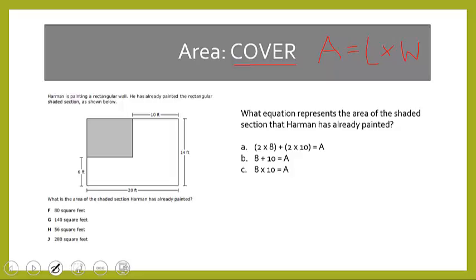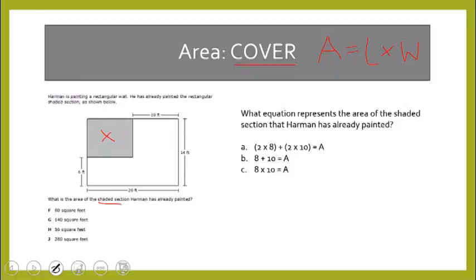Let's read about Harmon. Harmon is painting a rectangular wall. He has already painted the rectangular shaded section as shown below. So this is the part he has already painted. The part in white he has not painted yet. What is the area of the shaded section that Harmon has already painted?